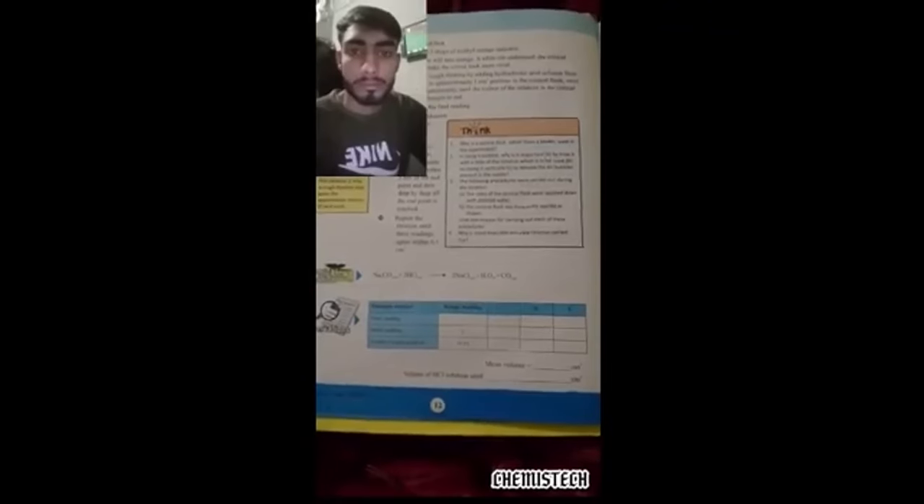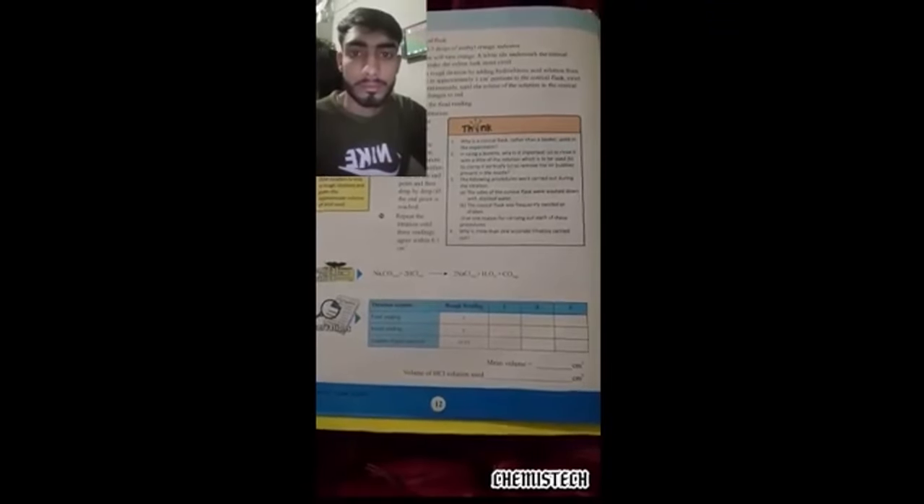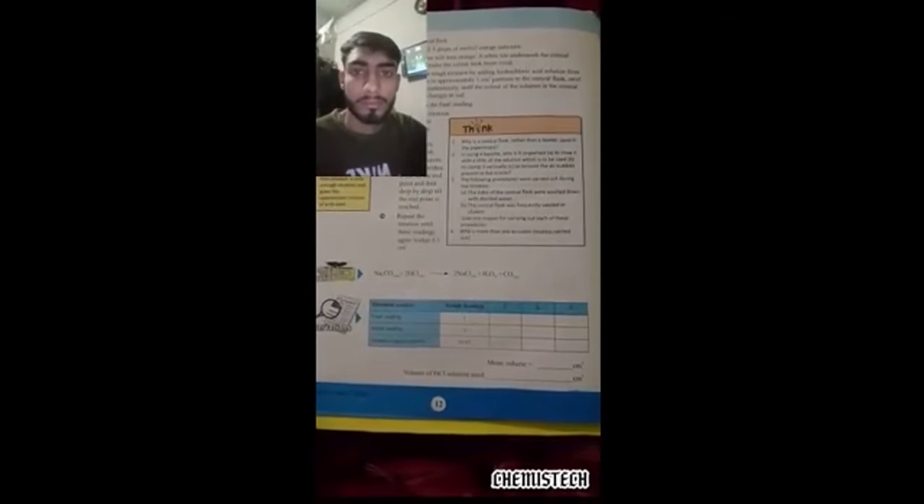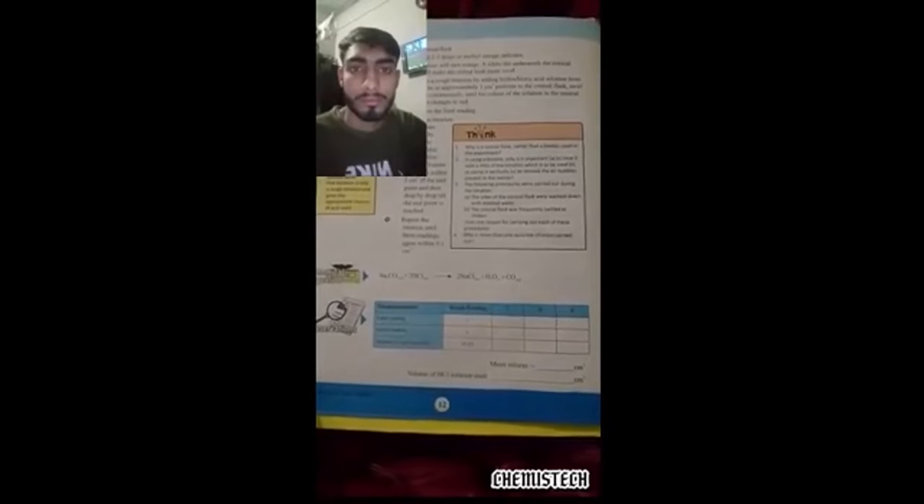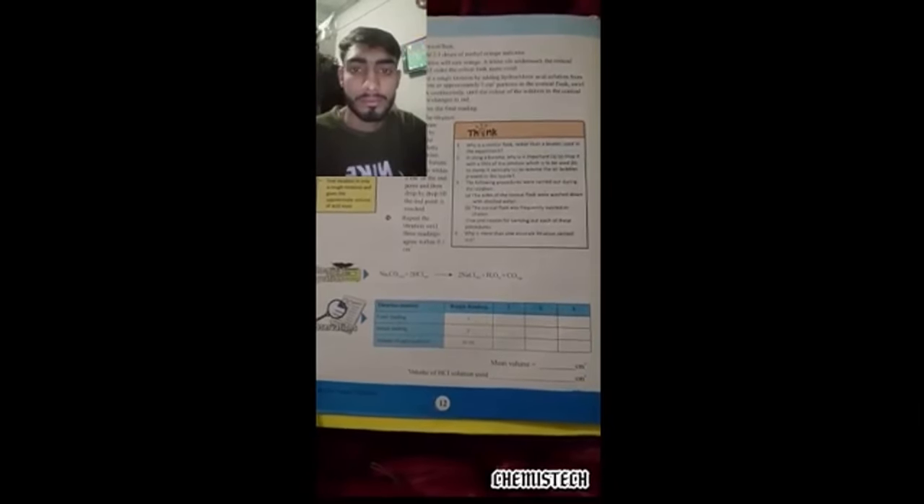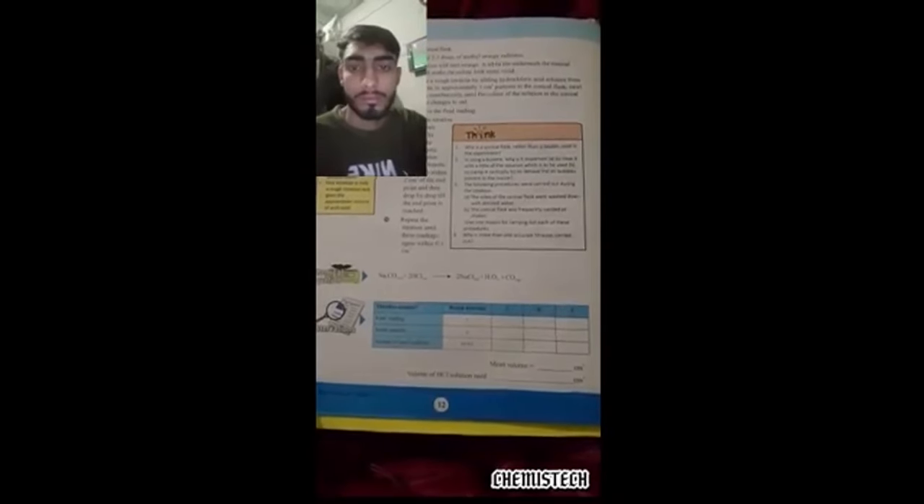Carry out a rough titration by adding hydrochloric acid solution from the burette in approximately 1 cm cube portions to the conical flask. Stir the flask continuously until the color of the solution in the conical flask just changes to red. Note down the final reading. Repeat the titration for accurate reading by adding the hydrochloric acid solution from the burette rapidly to within 2 cm cube of the end point and then drop by drop till the end point is reached. Repeat the titration until the three readings agree within 0.1 cm cube.